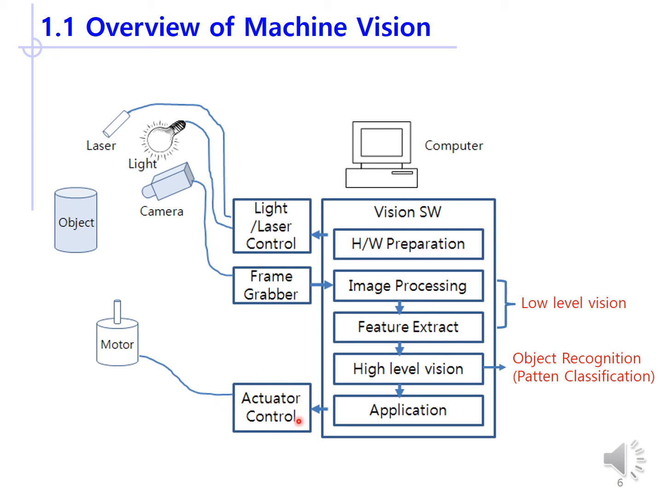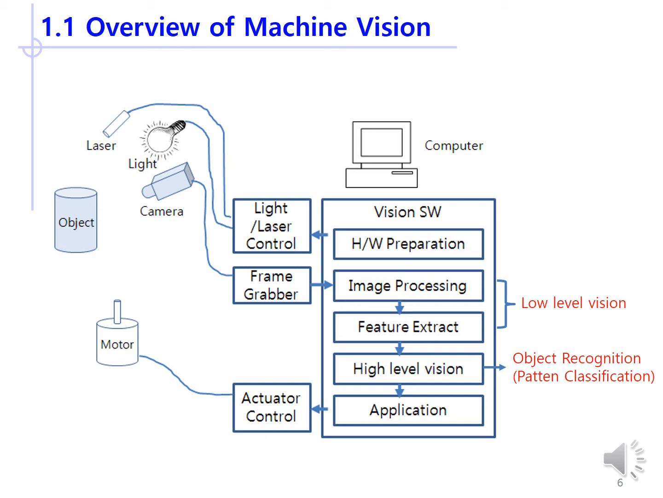Then the application program executes some useful actions based on the decision from the object recognition program. Usually, commands are sent to the motor controller or robot controller. Okay, that is the overview of the machine vision system.